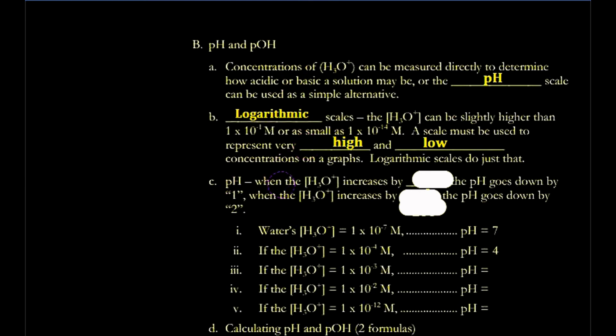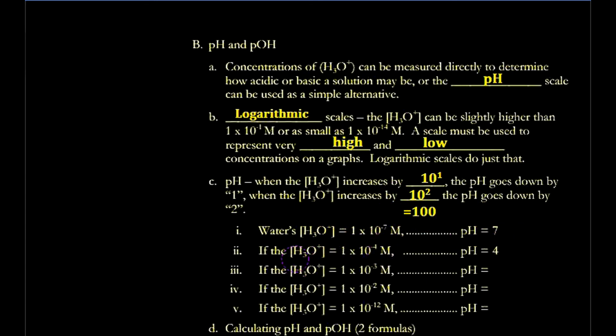So, every time the hydronium concentration increases by a factor of 10, or 10 to the first, the pH goes down by 1. When the hydronium concentration increases by 10 squared, or by 2 factors of 10, the pH goes down by 2. 2 factors of 10, of course, being 100. So water's hydronium concentration, just for being there, is 1 times 10 to the negative 7th, and so it has a pH of 7.